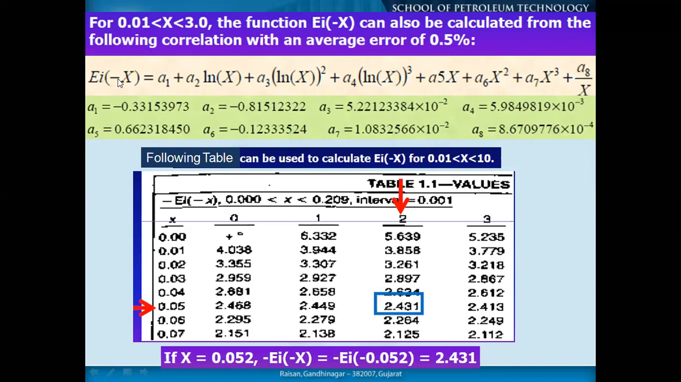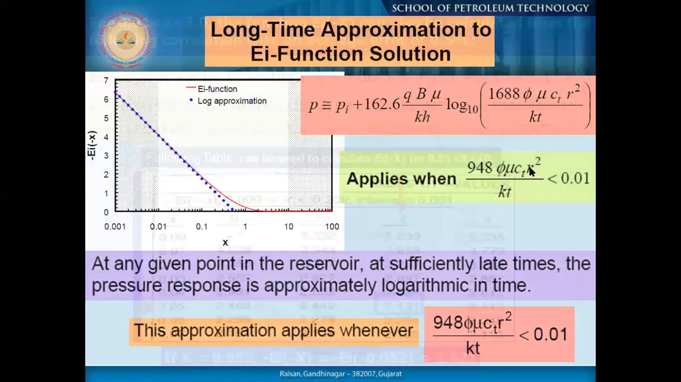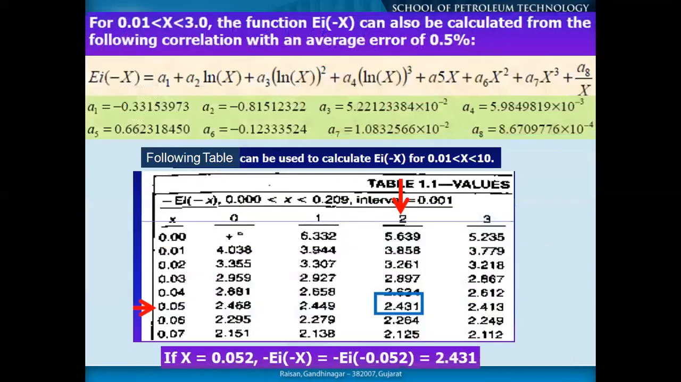That means we need to use the whole expansion of the exponential integral, and we have the tabulated values for different a1, a2 constant terms and different parts. So using this table and formulation, we need to understand how to solve it accurately. Now, if I just go back to the slide here.